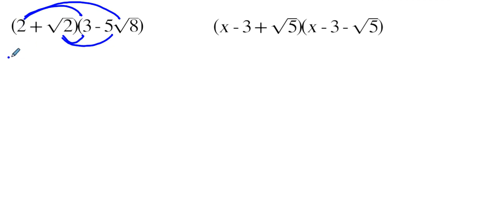So let's start this out. We're going to have 2 times 3, which is 6, and then we're going to have 2 times the negative 5 root 8. Don't forget that negative. And we know when we multiply, there's no radical piece, so all we're going to do is multiply this by the negative 5. So this is going to give me negative 10 root 8. Then we're going to have the root 2 times 3. Well, the 3 is just going to multiply the coefficient of 1 by 3. So this is going to be positive 3 root 2.